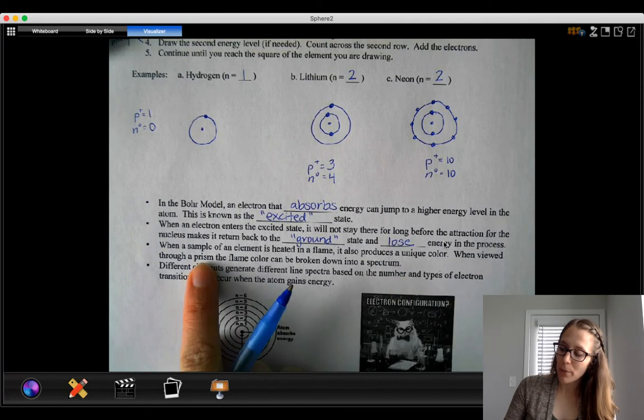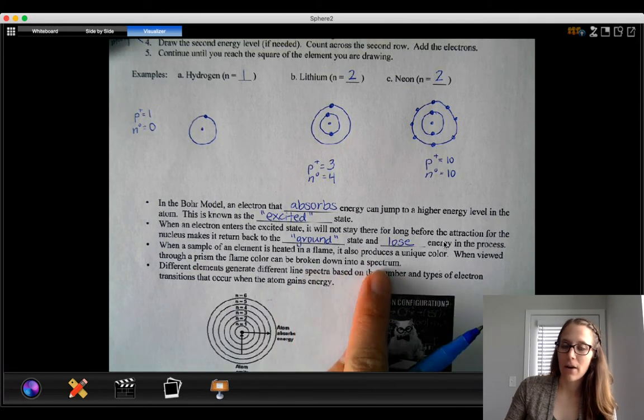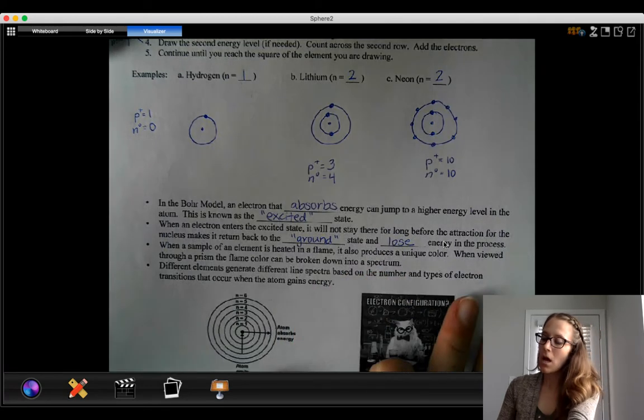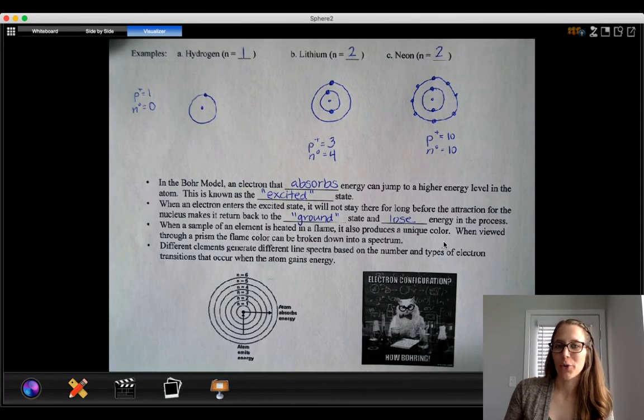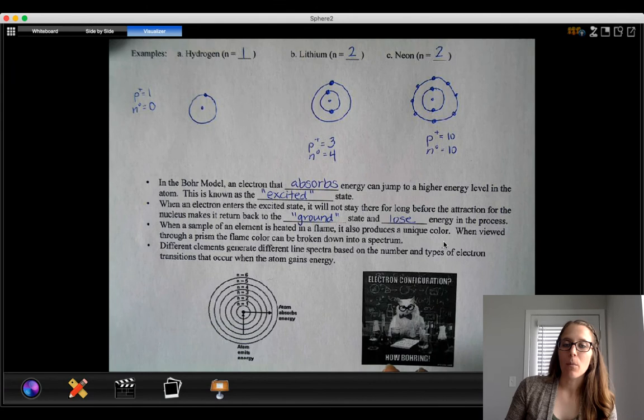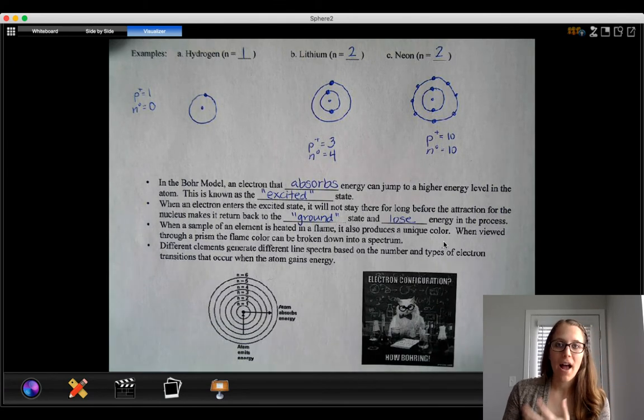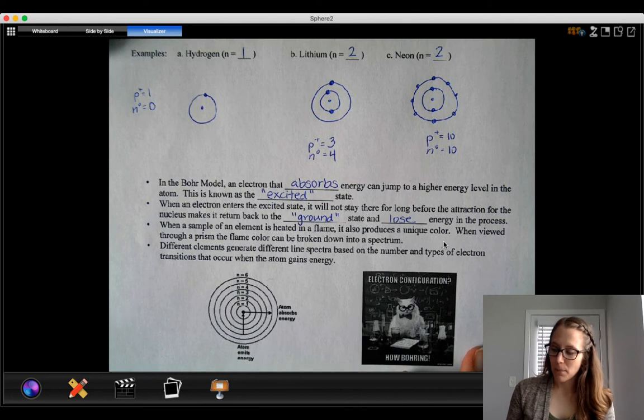When viewed through a prism, the flame color can be broken down into a spectrum. So there are multiple colors of light: red, orange, yellow, green, blue, purple. And we might see one color with our eyes like red, but there really might be a little bit of yellow in there too. And so if we use special tools like spectroscopes or diffraction glasses, we can actually see some of those other colors that are present, even though red might be the dominant color that we see with our eyes. There might be underlying colors there as well.